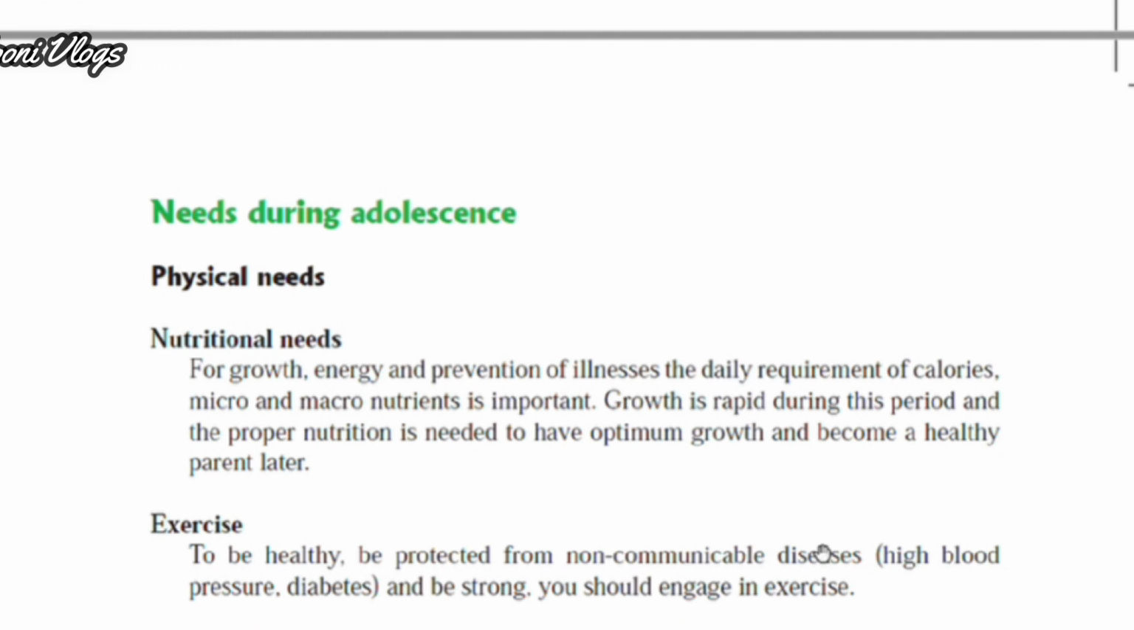So if you maintain good nutritional states in you, then you have to maintain good immunity in you, to protect from non-communicable diseases as well as to feed your children in future. Likewise, you have to maintain good nutritional condition in you for growth, energy and prevention of illness. For prevention of illness you have to maintain good immunity in you. So you have to maintain a good level of calories, the food which is rich in calories, macro and micronutrients. So those are very important.